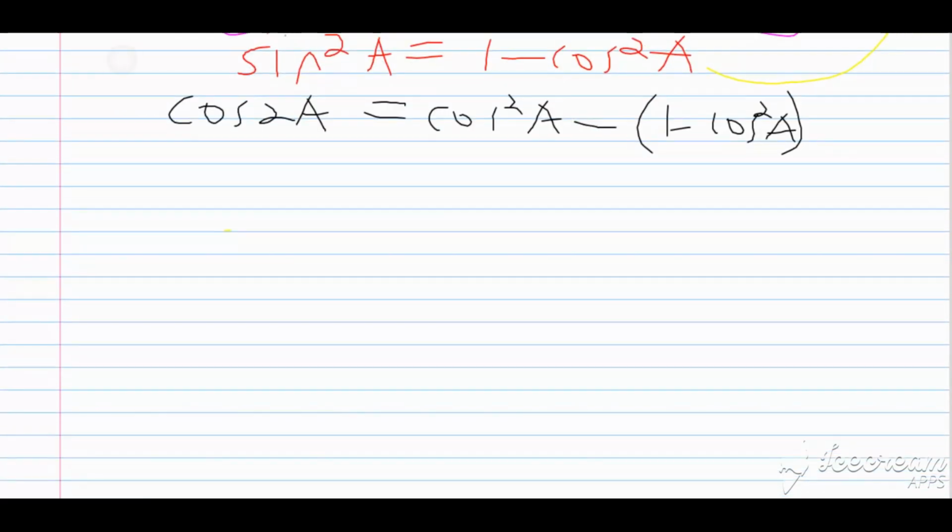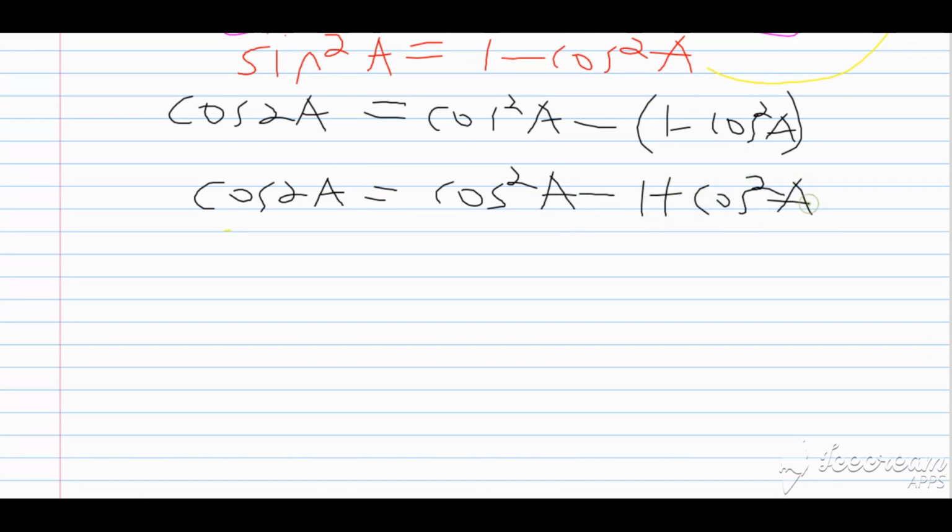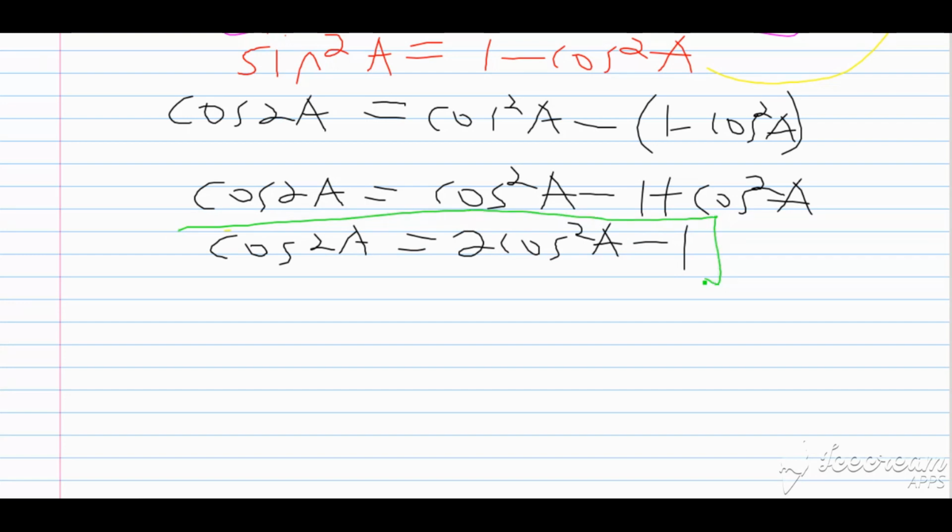Now, when I break this down, I'm going to have cos 2a equal cos squared a minus 1 plus cos squared a. Once again, we have like terms here, because the cosine squared a and the cosine squared a are like terms and they are positive. So we could say that the cosine of 2a is equal to 2 cosine squared a minus 1. And this would be a next modification of the identity.